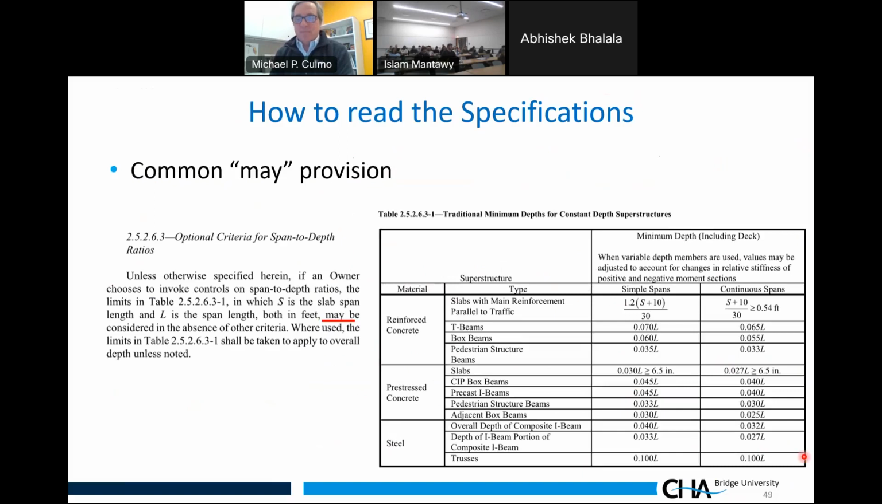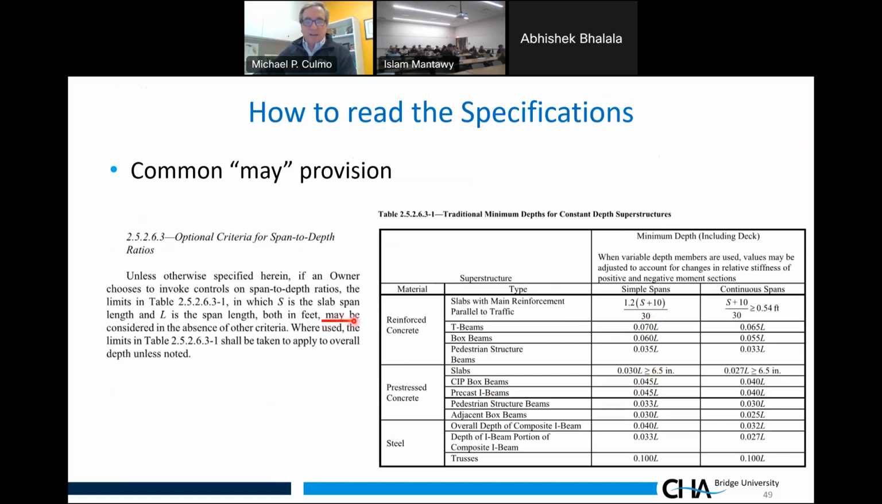This is one of my favorite may provisions that we often violate. Owners let us violate this. And this has to do with optional criteria. The title of the provision is actually optional span criteria for span depth ratios. What this basically says is the ratio of the span length to the depth of girder should or may be, there might be a minimum thickness you can make the structure. And of course, you've got these equations that are kind of funky. It's 0.033 L. In the old days, the old code, it used to say the minimum depth of beam was span divided by 30, and the minimum depth of beam plus deck was span divided by 25.